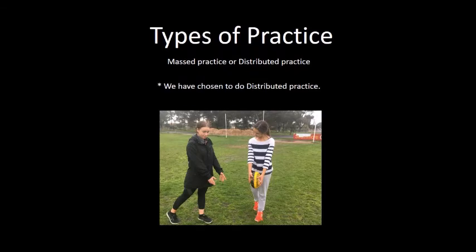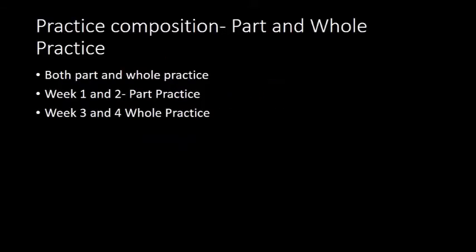Types of practice. Throughout our training program, we will be using distributed practice, which simply means shorter sessions but more regular throughout the training program. We have chosen to do both whole and part practice as our participant is a beginner in this sport and is unsure of the skill. We have chosen to break down the skill in both week 1 and week 2, which allows the participant to understand the basics of the skill. In week 3 and 4, we will practice in whole practice to ensure the skill is being developed and performs correctly.